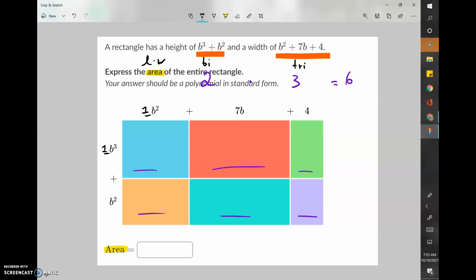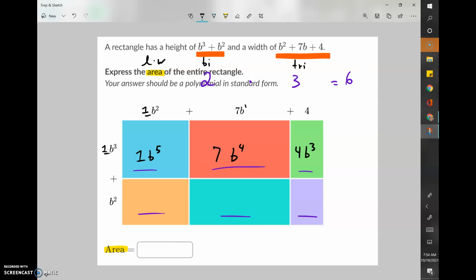So 1 times 1 is 1. There are 3 b's being multiplied to 2 b's, so in total how many b's are being multiplied? There's 5. In the middle box we've got 1 times 7 is 7. We've got 3 b's being multiplied to 1 b. Remember, there's an exponent of 1 here. How many b's are being multiplied? There are 4 b's being multiplied. Last box on the right, top right, 1 times 4 is 4. And then there are 3 b's being multiplied right here, so we have b to the third power.